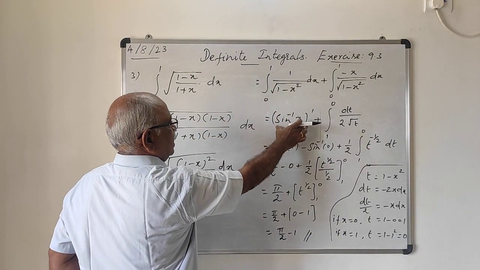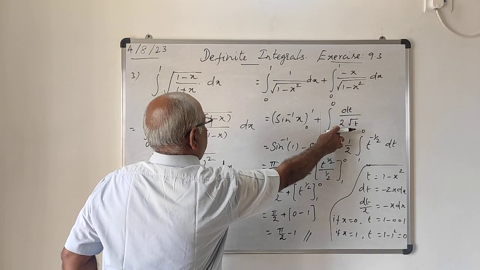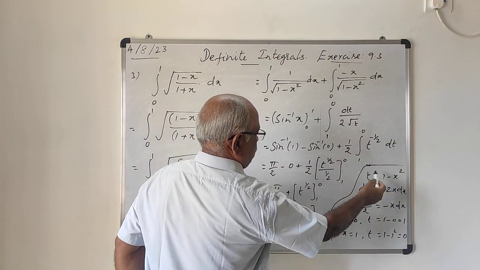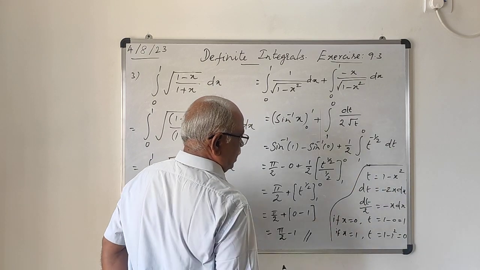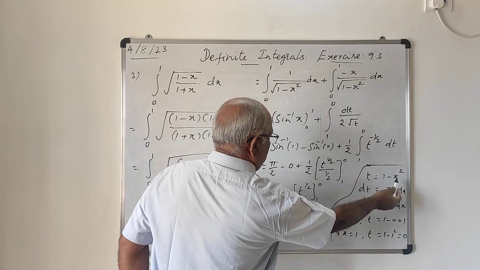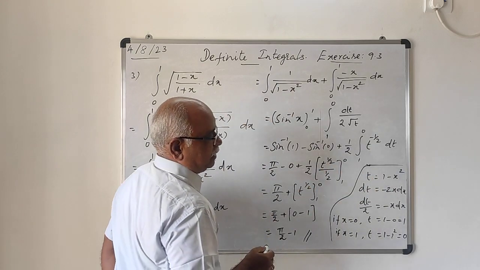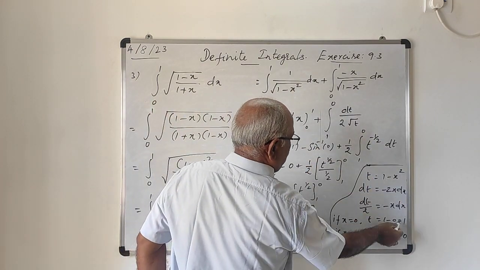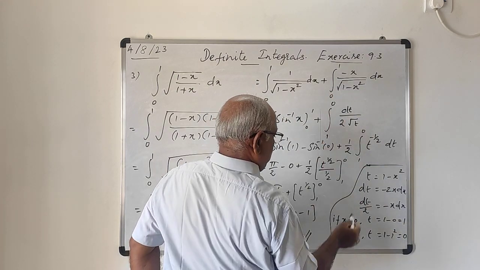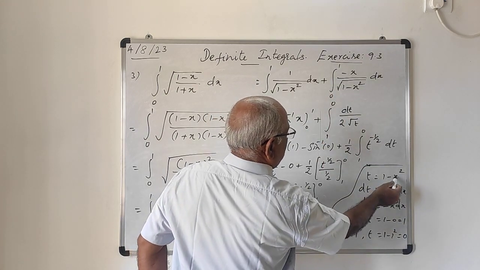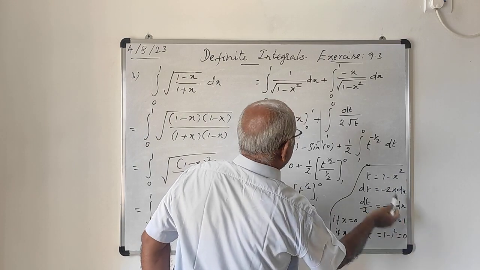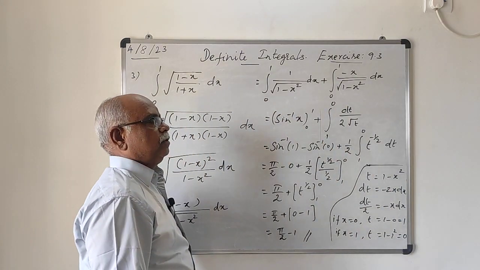You see, this is direct integration. Here you have to integrate by substitution. The substitution is 1 minus x square equal to t. Correspondingly, the limits of x should be changed into limits of t. If x equal to 0, t equal to 1 minus 0, which is 1. If x equal to 1, t equal to 1 minus 1 square, which is 0. Therefore, 0 to 1 becomes 1 to 0. That's all about the problem.